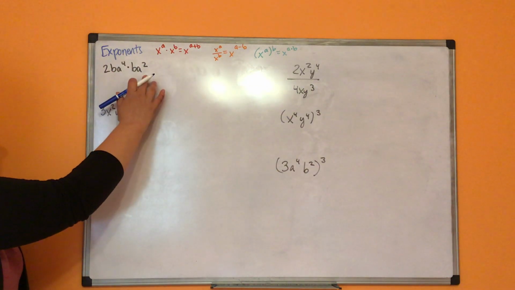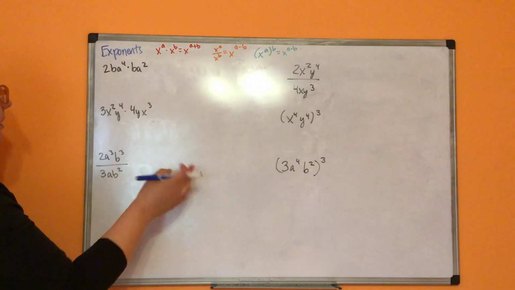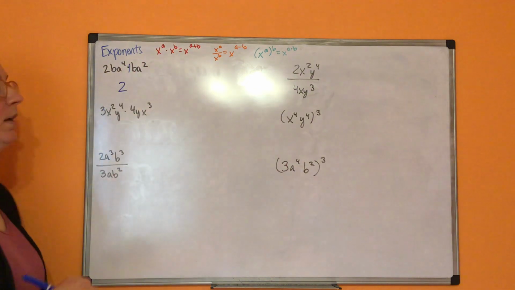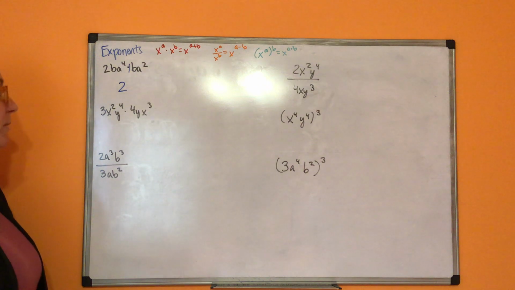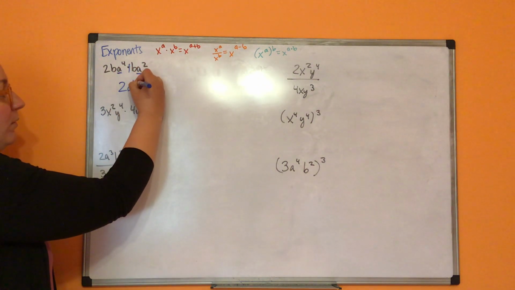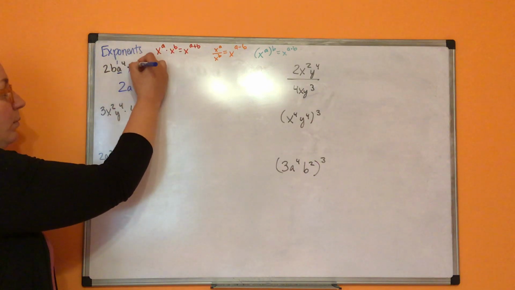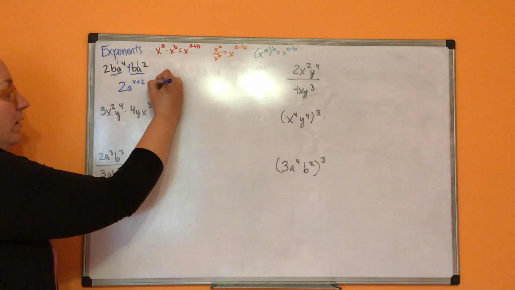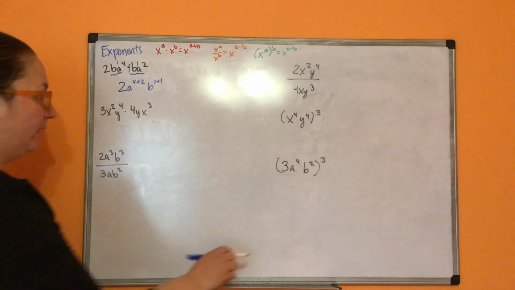I have multiplication going on, so I'm going to multiply any coefficients. This is technically a 1 here. 2 times 1 is 2. And then I'm going to add any like exponents. A to the 4th, a squared is going to become a to the 4 plus 2. Both of my b's have a hidden 1 on them. B to the 1 plus 1 is how I'm going to simplify that.